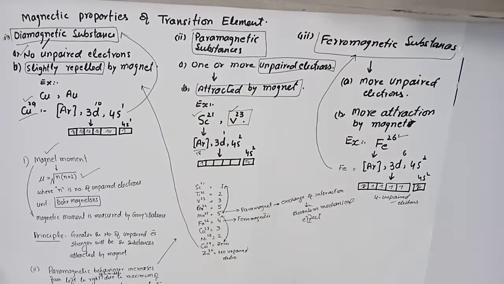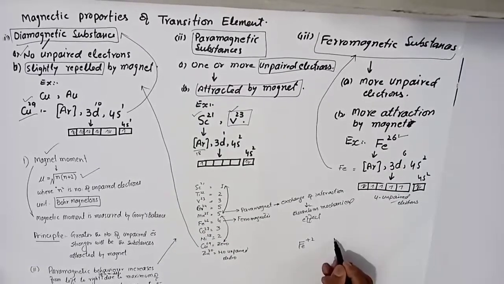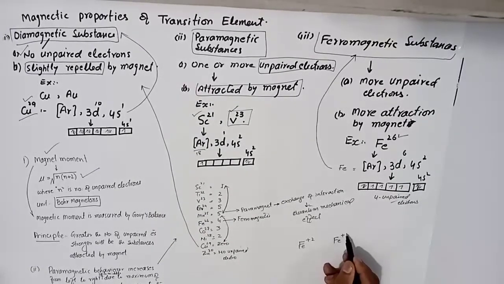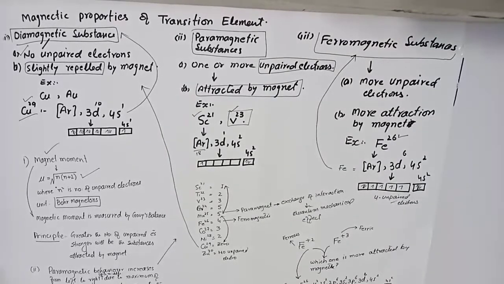So there is another question. The question is, if we take Fe plus 2 and Fe plus 3, which one, ferrous or ferric, is more attracted by a magnet and magnetic field?